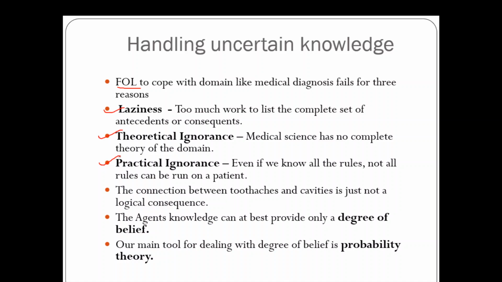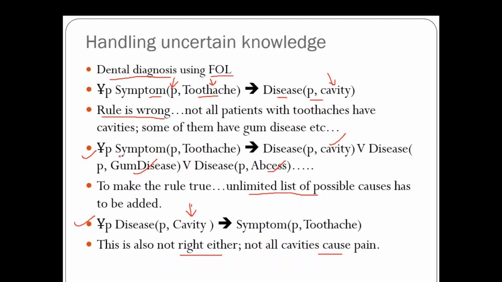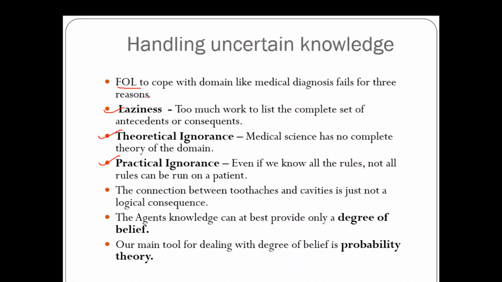So normally it is not possible to list everything. This phenomenon is called laziness. For example, for all p, symptom of p comma toothache implies either the person can have cavity, or the person may have gum disease, or the person may have abscess, and so on and so forth. The list is very long. Actually, it is not possible to list out everything. So this is an example of laziness. This is one of the reasons why FOL fails in representing medical diagnosis details.